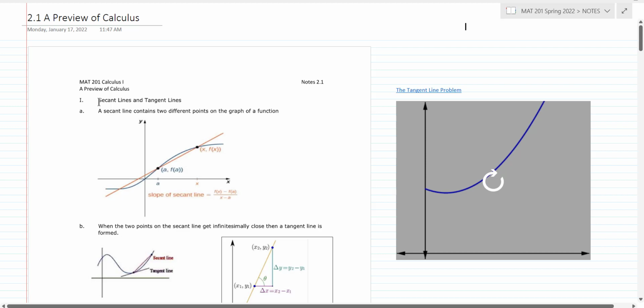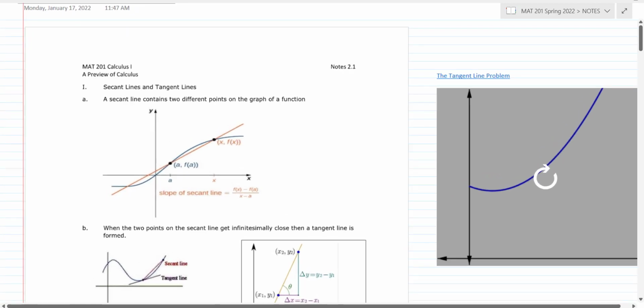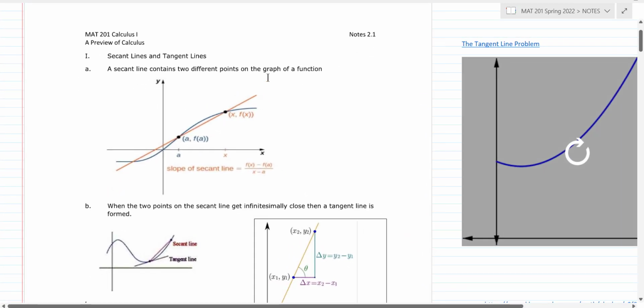A secant line is when you have a function and you're going through 2 points on the function. So in this diagram, you have this point (a, f(a)) and (x, f(x)). You're simply finding the slope of that line that goes through those 2 points. And you've learned the slope formula earlier. That will be something we'll be working with, and you'll need to review.